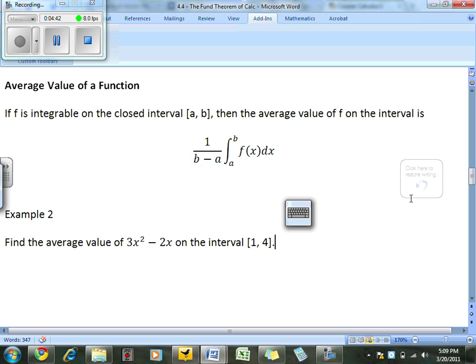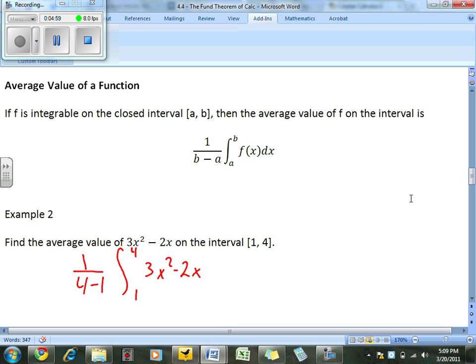Find the average value of 3x squared minus 2x on the interval from 1 to 4. Using the average value theorem, it's going to be 1 all over 4 minus 1 times the integral from 1 to 4 of 3x squared minus 2x. We take this integral, increase our power by 1, divide by the new power. We get 1/3 times x cubed minus x squared, and we evaluate this at 1 and 4.